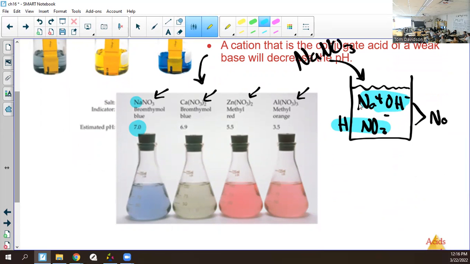Right, because Na will not grab OH and H plus will not grab NO3. So everything that was there before stays there. It just turns salty.